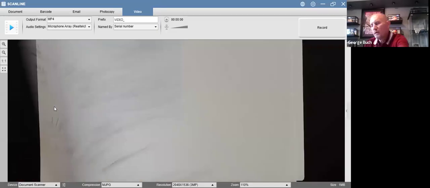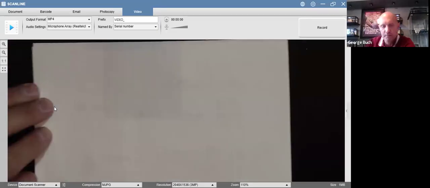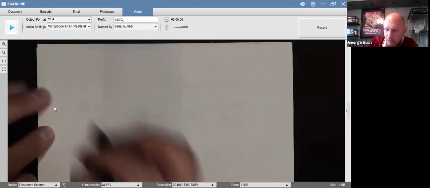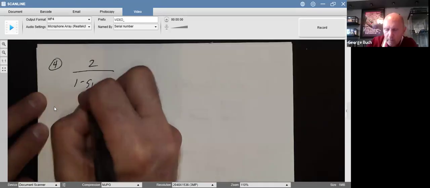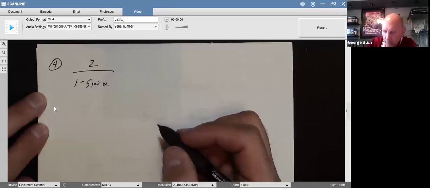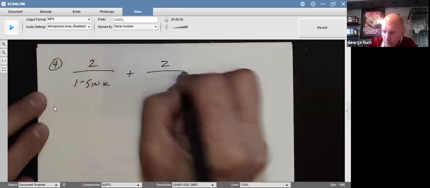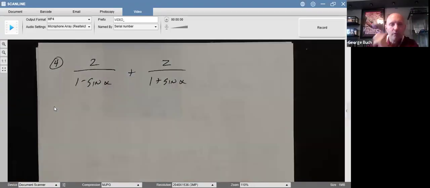So that's 3 there that all have a little different variation. And now the fourth one we're going to look at is 2 over 1 minus sine of alpha plus 2 over 1 plus sine of alpha. So you can see the value we have, whether it's theta or x or alpha or beta or whatever, doesn't really matter. That's not going to affect the problem at all. We still process it the same way.